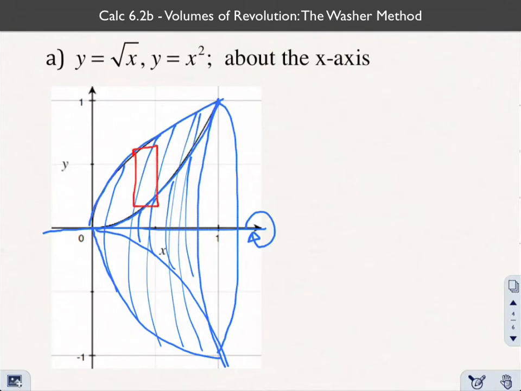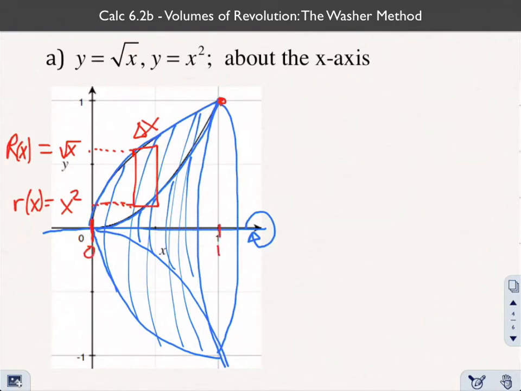You can see that the width of the rectangle is delta x, and we need to identify, well, this height is going to be square root of x, and then this height on the bottom is going to be x squared. So this one is going to be our capital R of x, and this is going to be our lowercase r of x. Okay, so I think we have everything we need except for our limits of integration. Well, it's going to go from 0 here all the way to 1, and you can see that's where the two intersect.